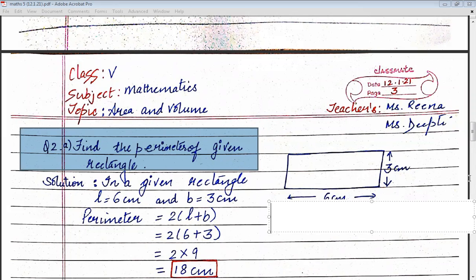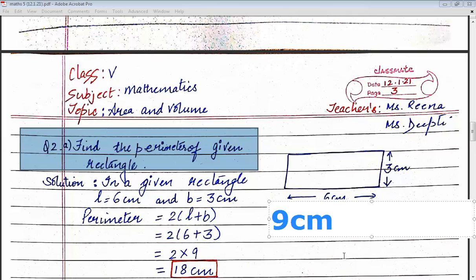So what is the length? 6 plus 3 is equal to, what is 6 plus 3? Here you have to put the plus sign. Okay, so what is 6 plus 3? That is your 9. Okay, children, what will be your answer? It will be 9. That is your 9 centimeter.